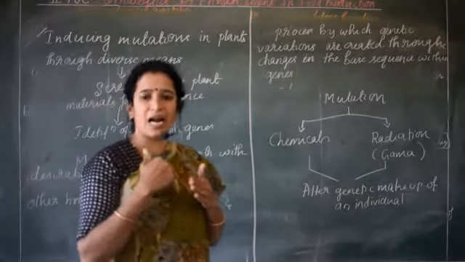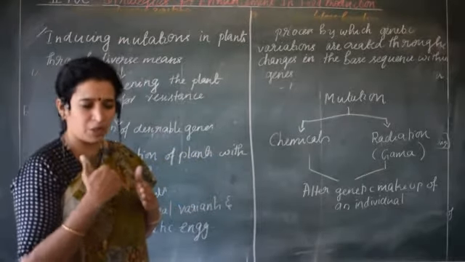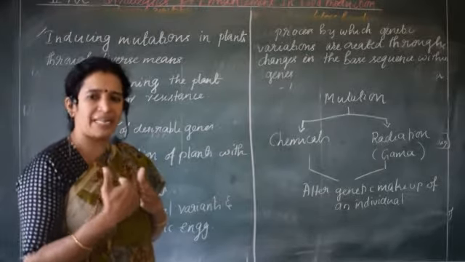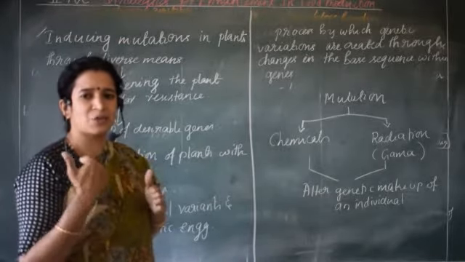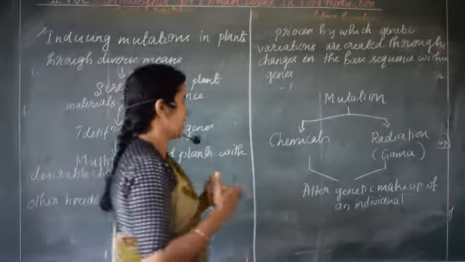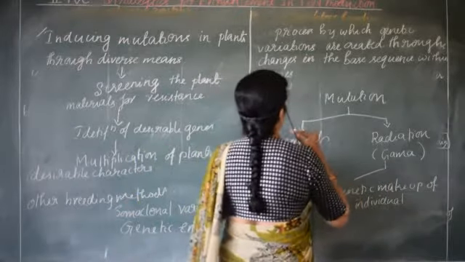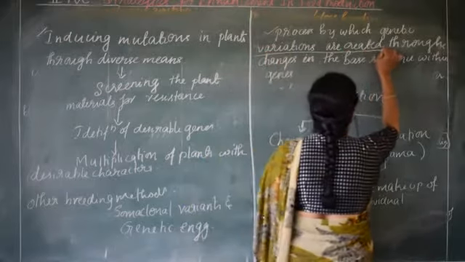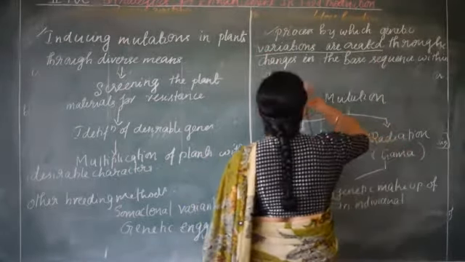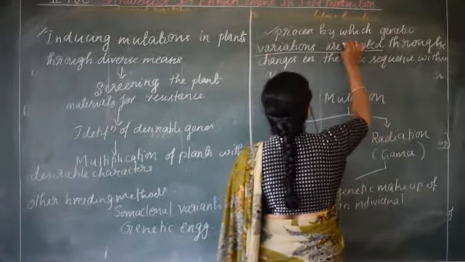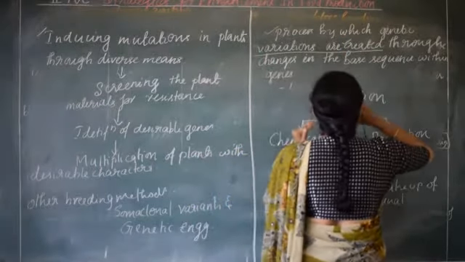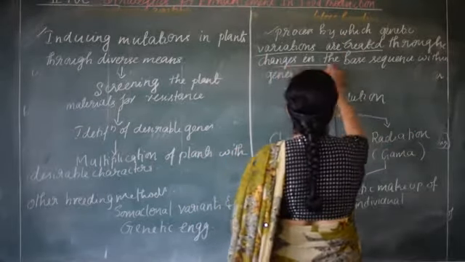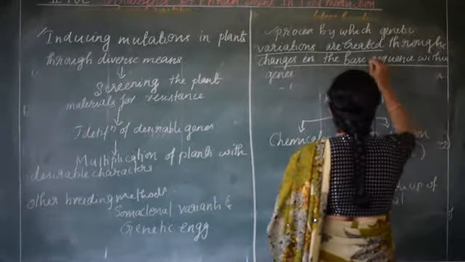It's genetic alteration of the crop species in order to get a crop variety which is resistant to diseases and can give higher yield, etc. So the process by which genetic variations are altered or created. So we are going to create a new genetic variation. How? By making changes in the base sequence.